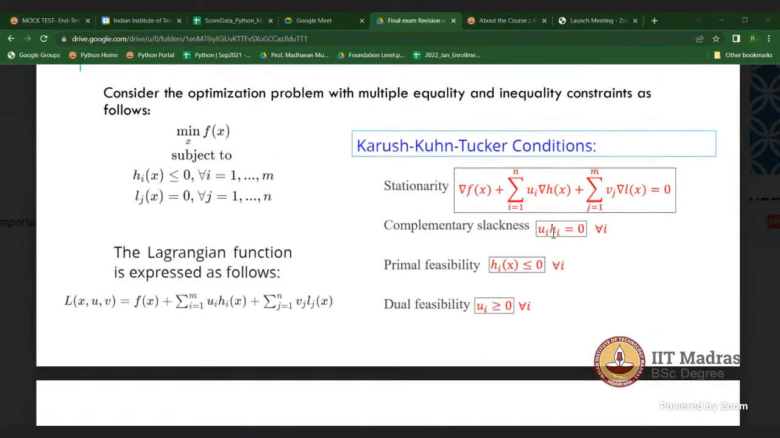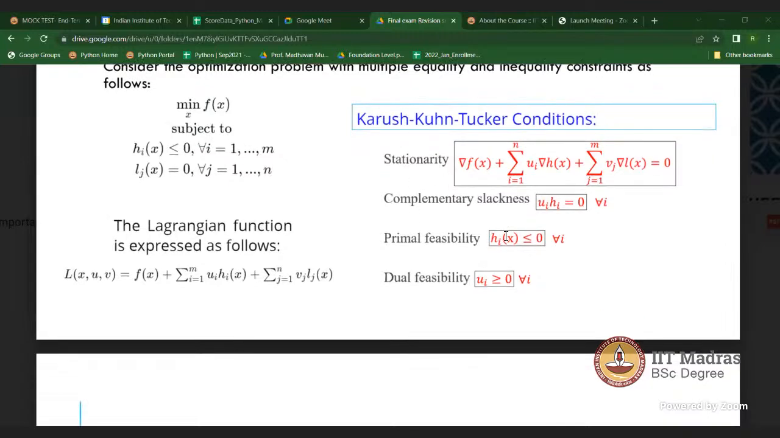So this lambda into h of x is nothing but this u_i h_i. Instead of one lambda, we have many lambdas, so we are saying it is u instead of lambda. This should be true for all the inequality constraints, because all those values should be equal to 0. Okay, got it, sir. Thank you, sir.